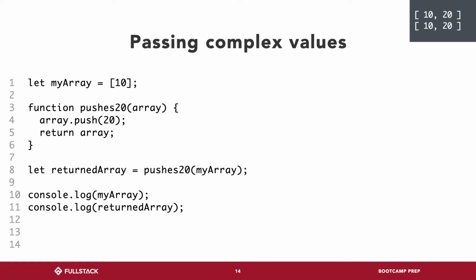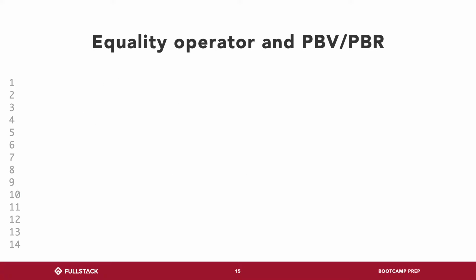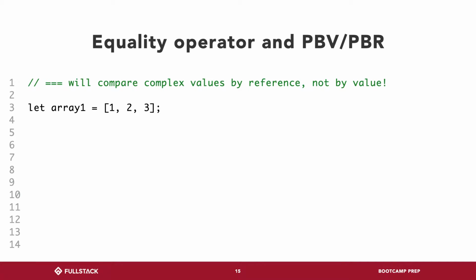Does that make sense? Same thing with assignment. If you pass a complex value into a function, the reference is being passed, not the actual value. Are you guys sure about that? Okay.